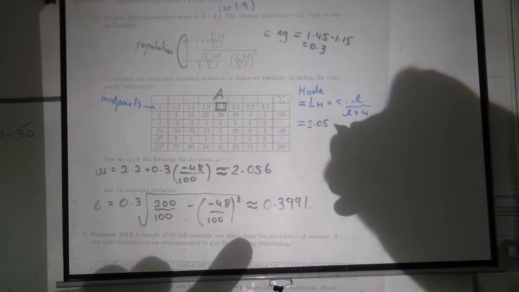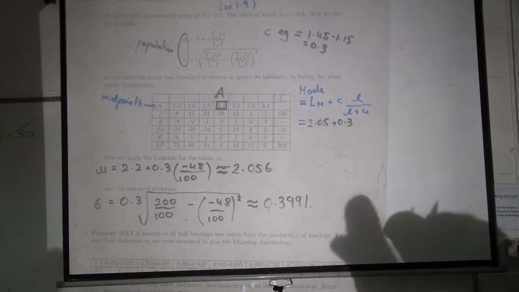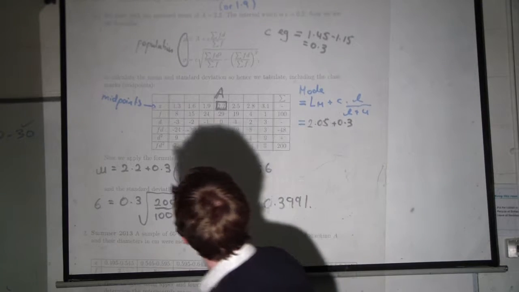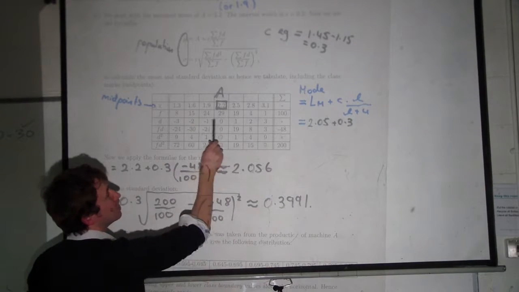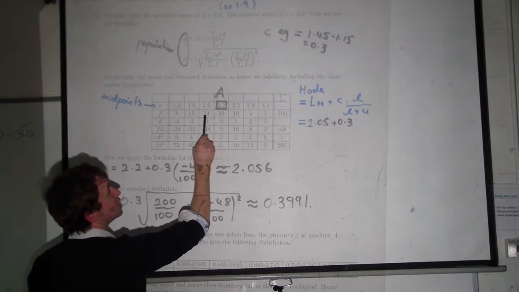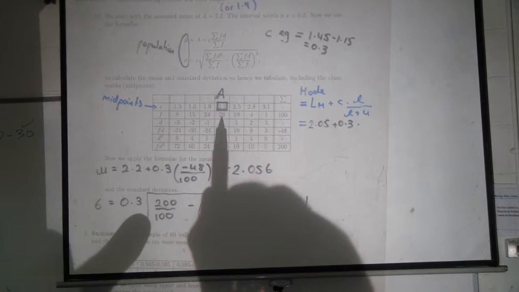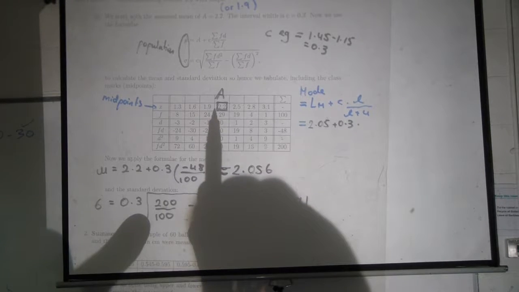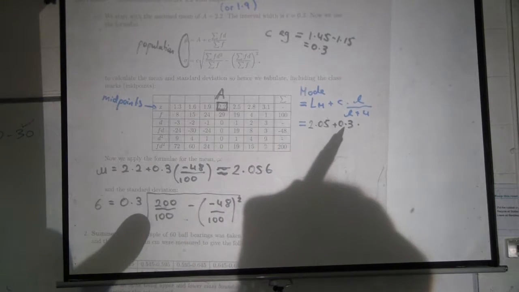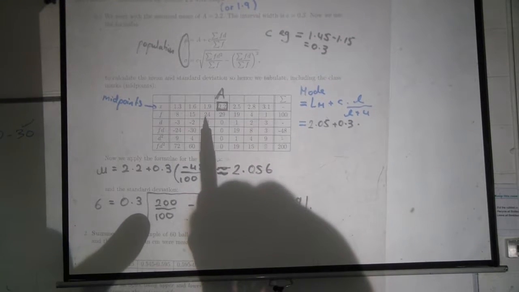The width is the same. Now the L is the difference in height, so you're putting it in here. It's in the biggest one. So the L is the difference between these two, which is 5. The mode is where this is biggest. So you're going to start at the left point, which is 2.05, and then you're going to add on a bit. The C is the 0.3. So the L is the lower difference, and then the U is the upper difference, which is 10.